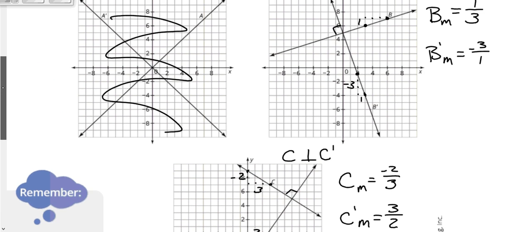Okay, let's see, I can almost get it on there. There we go. All right, so let's see if we can take a look here and figure out. It looks like we've got the same numbers. One's positive, one's negative. So for C and C prime, C is negative, C prime is positive. For B and B prime, B is positive, the slope of B prime is negative. So it looks like they have things in common.